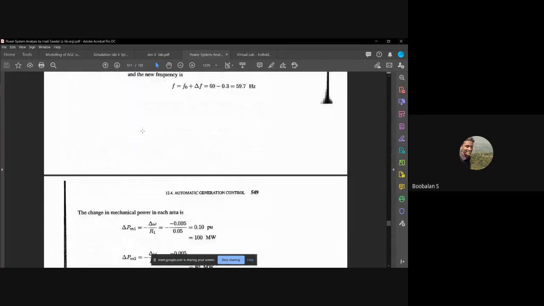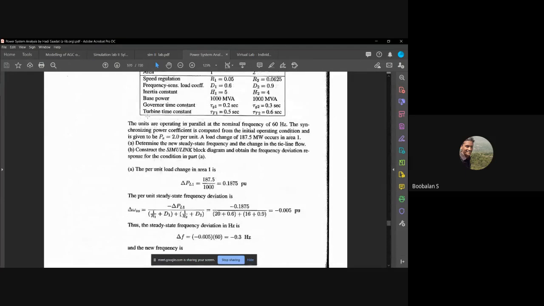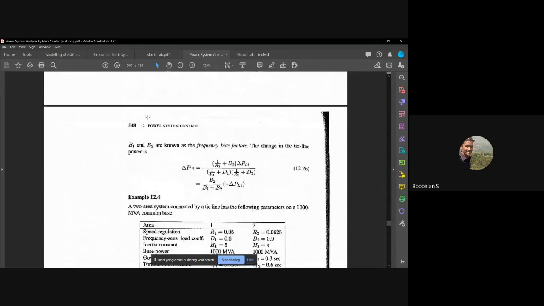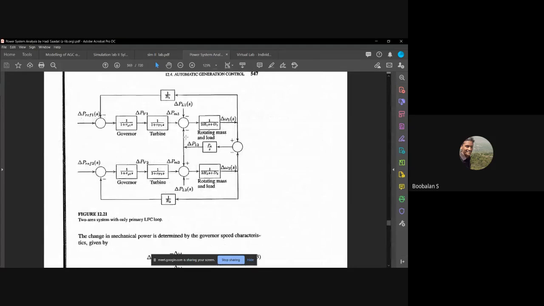Before that, I'm looking for a standard format for calculating del P12, where you could see the frequency bias factors. This is the common block diagram of a two area system. Here we need one more summing block to calculate my change in frequency between area 1 and 2. After that, we need an integrator.